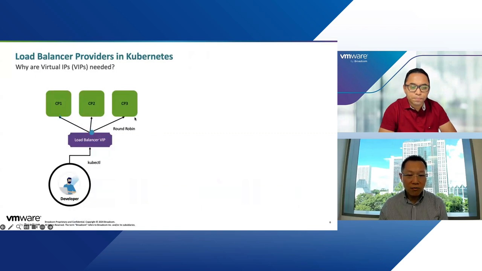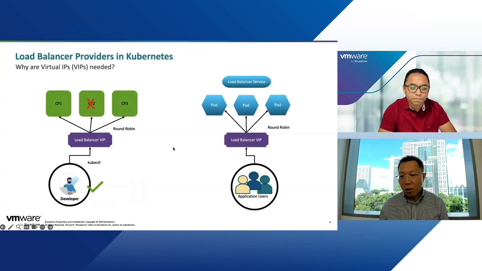This slide is on the supervisor control plane. You actually need a load balancer to provide high availability as well as load balancing across all these control nodes. So if one of them fails, the load balancer will be able to redirect the traffic to the working ones. Exactly. The same thing applies for workloads as well.